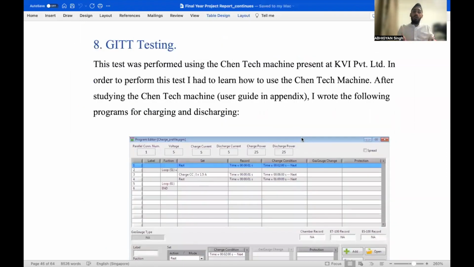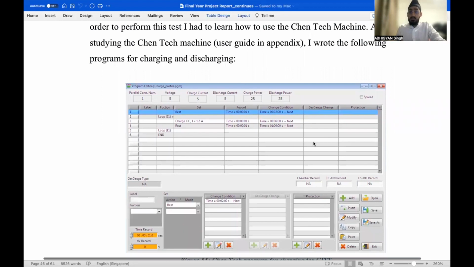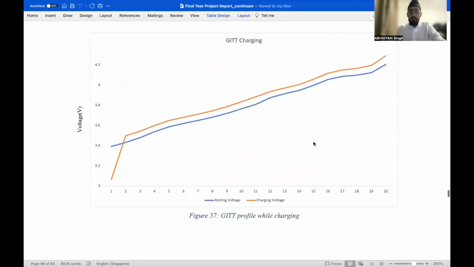Apart from this, we also ran a GITT test. GITT is a common electrochemical test which helps us to see the difference between the OCV while charging, at rest, and while discharging. These were the algorithms that we used for the GITT testing. We used the Chentech machines which are available at KVI laboratories, and here are the results from these tests.